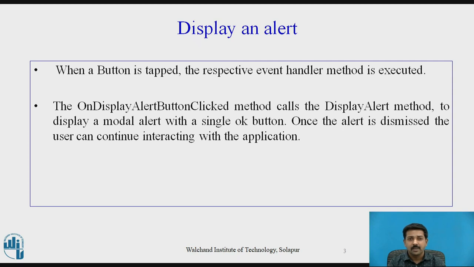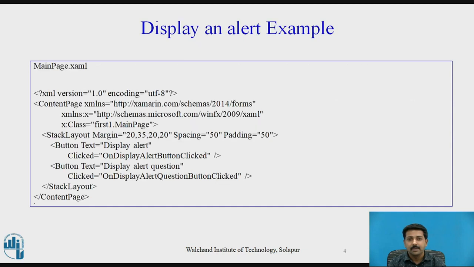Display an alert. When a button is tapped, the respective event handler method is executed. The onDisplayAlert button click method calls the displayAlert method to display a modal alert with a single OK button. Once the alert is dismissed, the user can continue interacting with the application. So in this tutorial, we are going to see how to implement display an alert. Display an alert is also called pop-ups in Xamarin. So this is an example of display an alert.